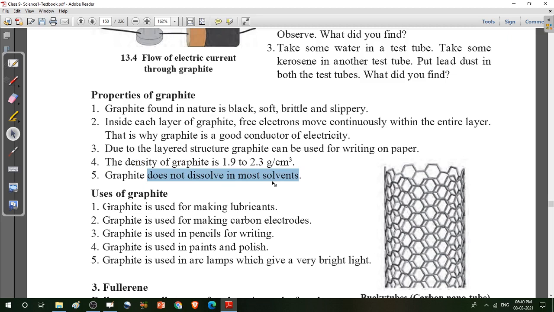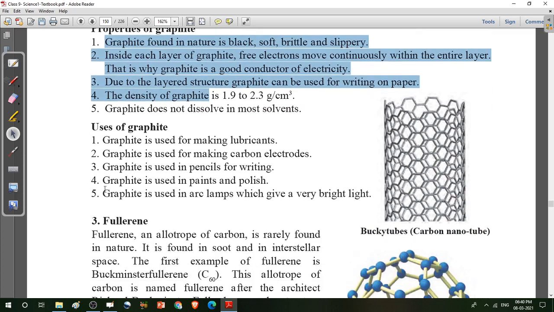Most of the solvents, graphite does not dissolve. So these were the properties of graphite. Clear? Then uses, where graphite is used.